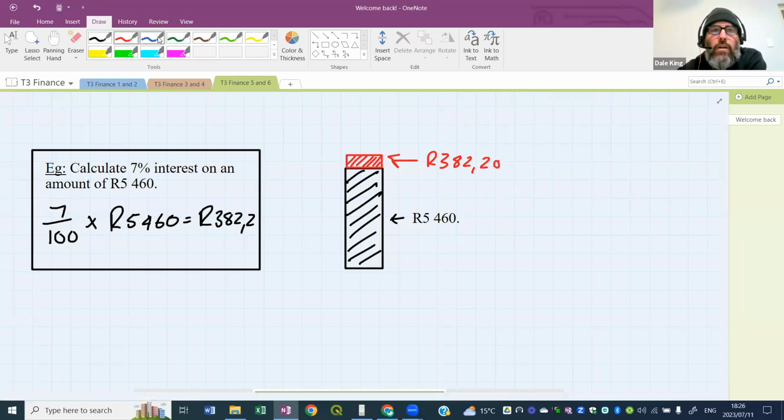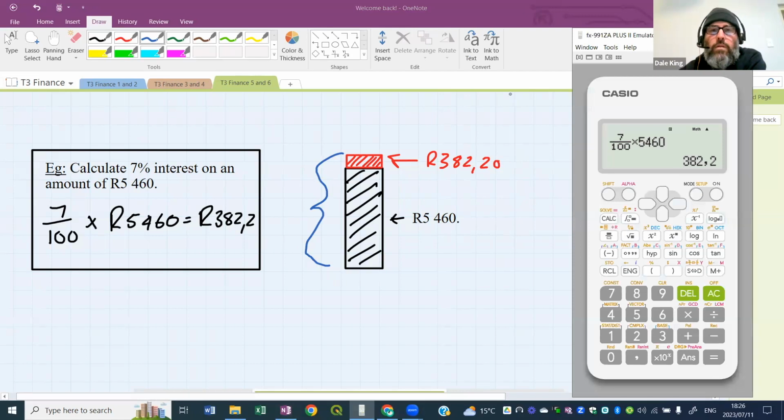Who can tell me now, what is the new total? That'll be easy to calculate, won't it? How big is our bar? How much is in our bar now? You should all be getting your calculators ready, or tapping away on your calculators. How much do I have now in total if I work out this interest and add it on? 5,842.20. So I can say on my calculator, plus 5,460, and we should all be getting the same value of 5,842.20.